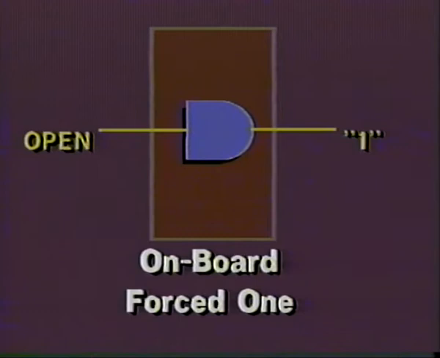To create an onboard forced 1 condition, a chip's pin is simply left open or unused. The chip's internal resistor will make that input a logic 1 level.